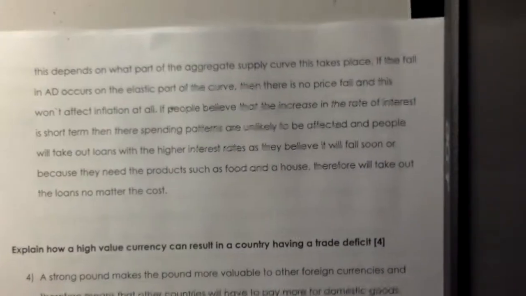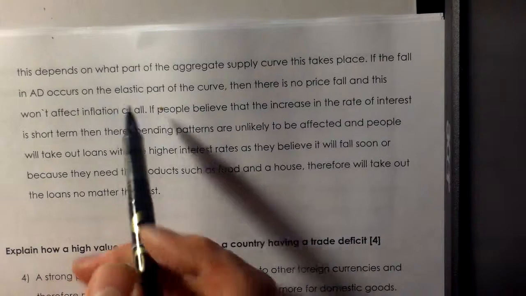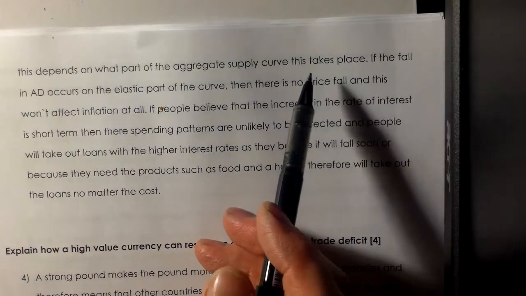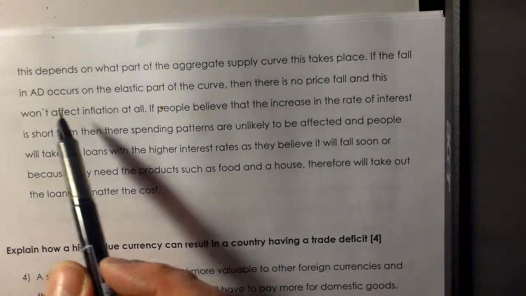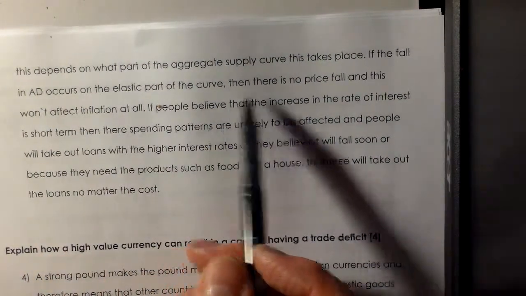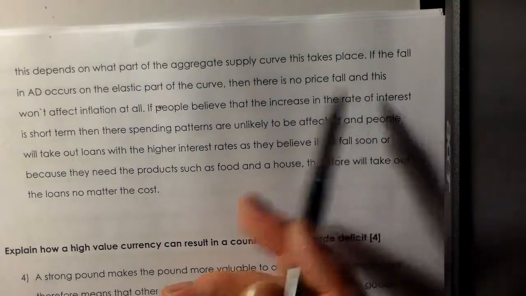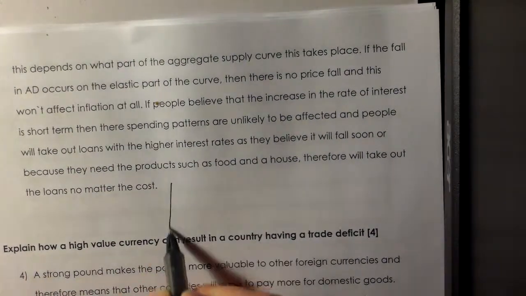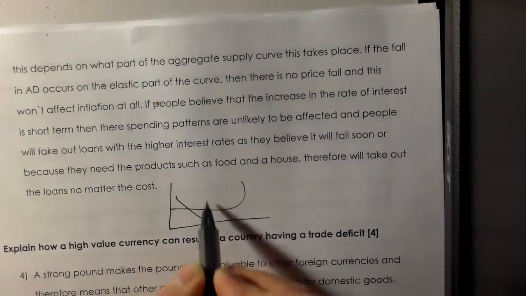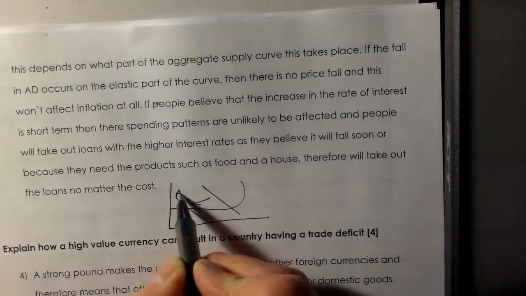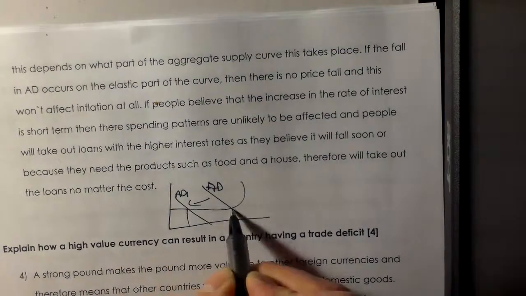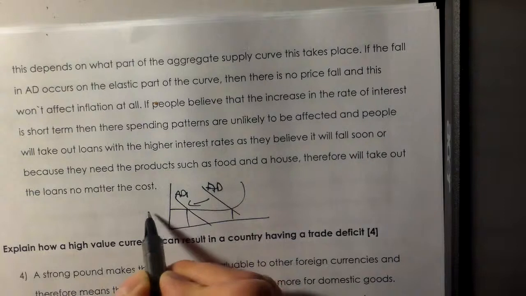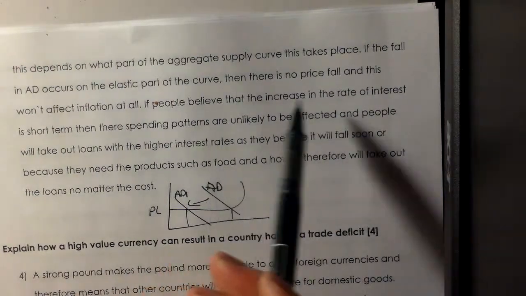However, the effectiveness of this depends upon what part of the aggregate supply curve takes place. If the fall in AD occurs on the elastic part of the supply curve, then no price fall, and this won't affect inflation at all. So what this part is referring to, and it may help to draw the graph to really show this, is that if aggregate demand is falling across this part, then the price level will stay the same.